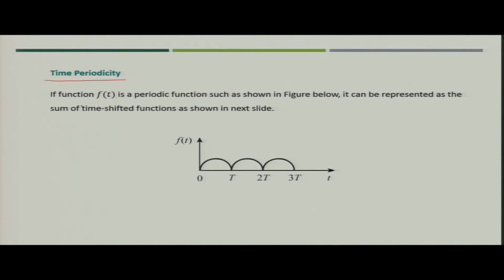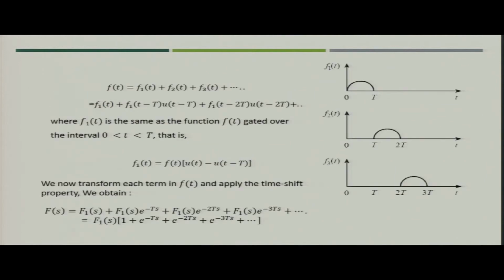Now, let us talk about time periodicity. If a function f(t) is a periodic function, which is shown in the figure, it is periodic with period T. So, it can be represented as the sum of time shifted functions. How? Let us see in the next slide.